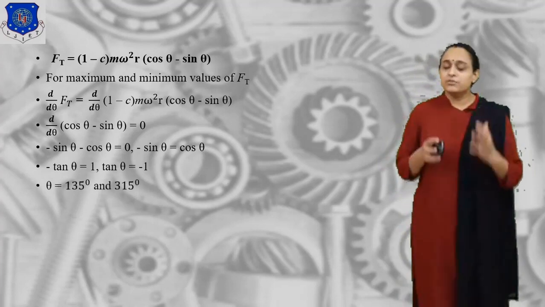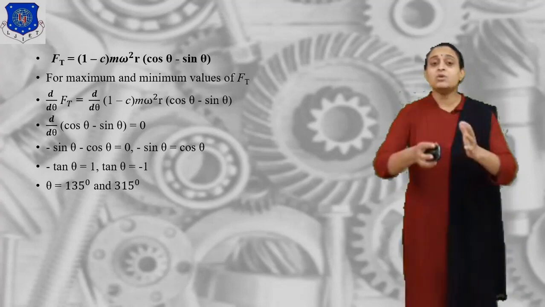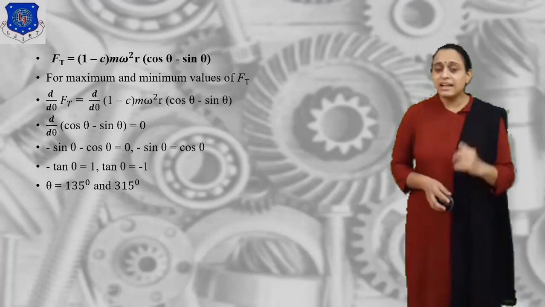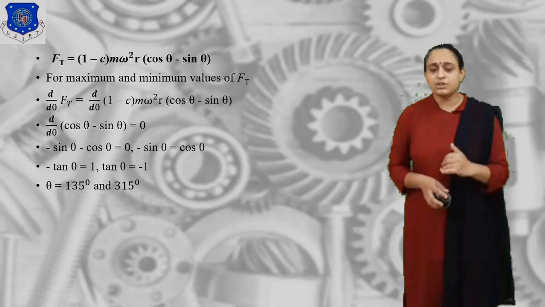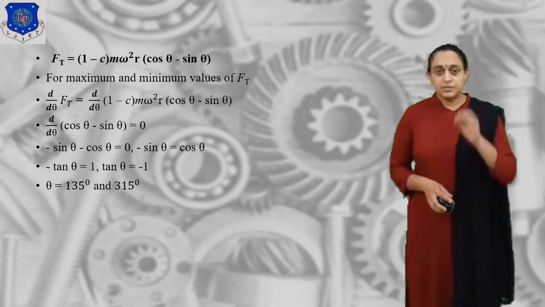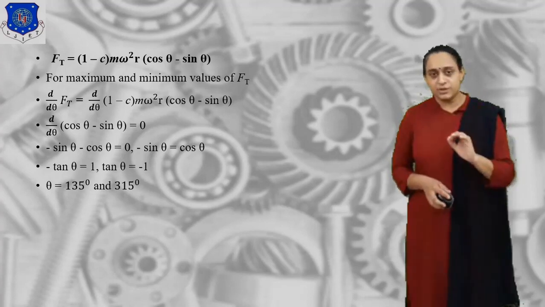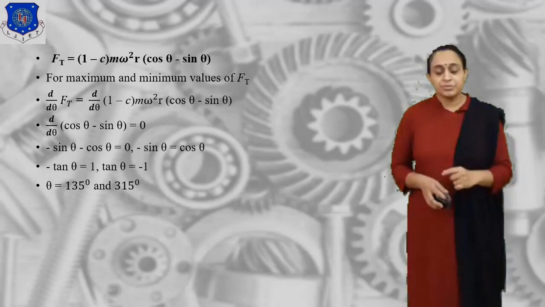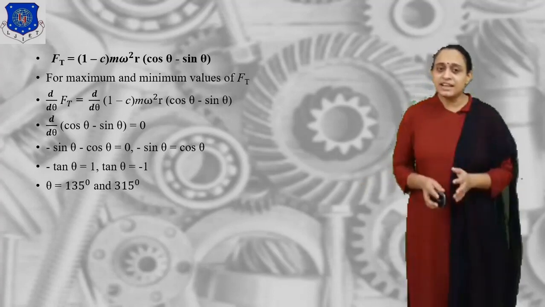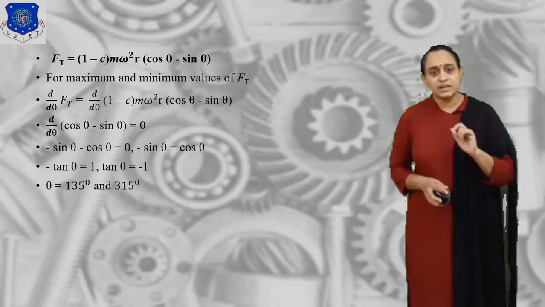By solving this, we get theta as 135 degrees and 315 degrees. Now, how do we get this value? Take tan theta as -1, so theta is -45. This -45 will be in the second quadrant or in the fourth quadrant. In the second quadrant, it is 180 minus 45, which is 135 degrees. In the fourth quadrant, it is 360 minus 45, what we will get is 315 degrees. Hence theta is 135 and 315 degrees.